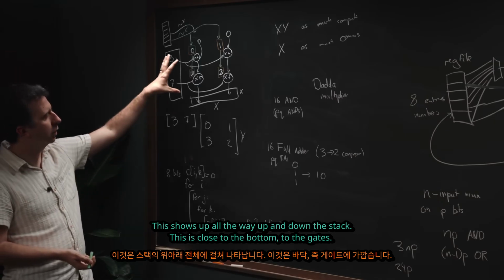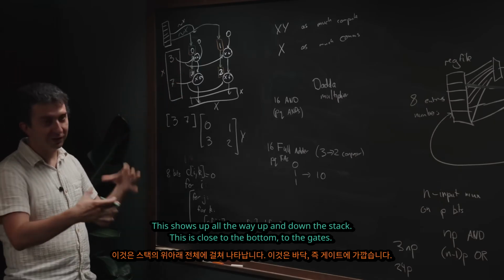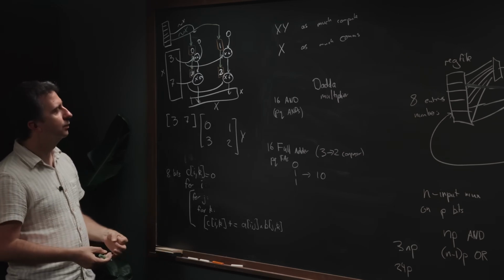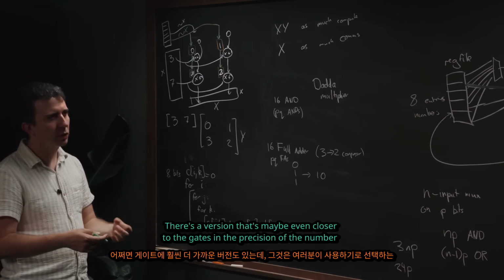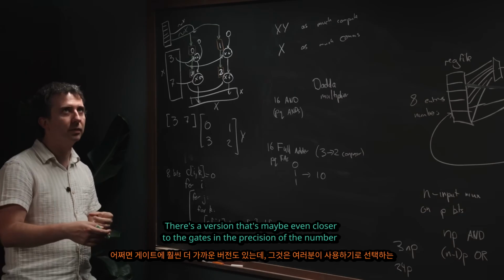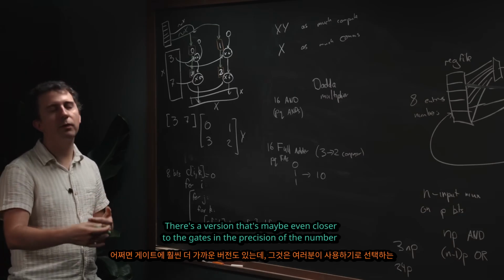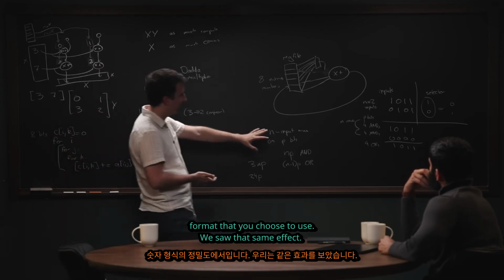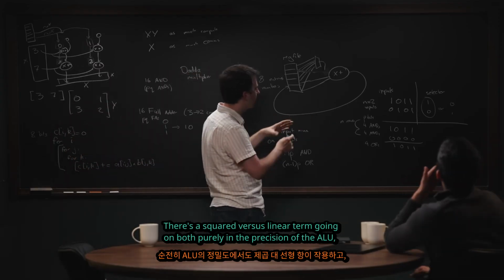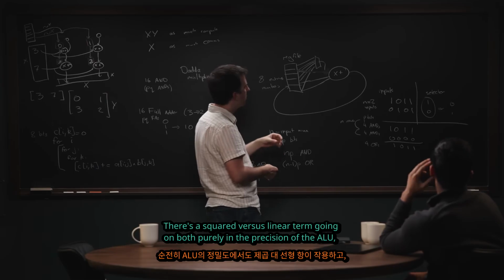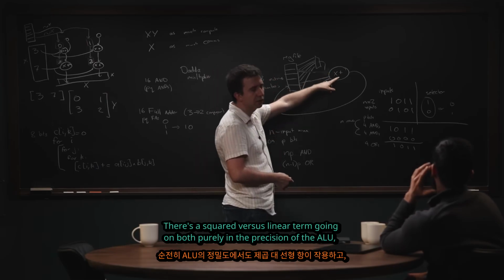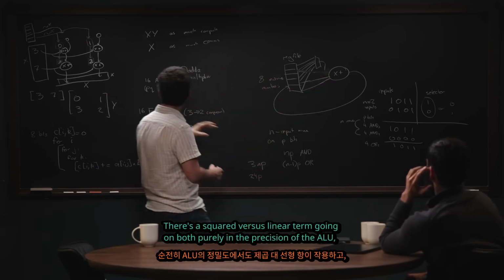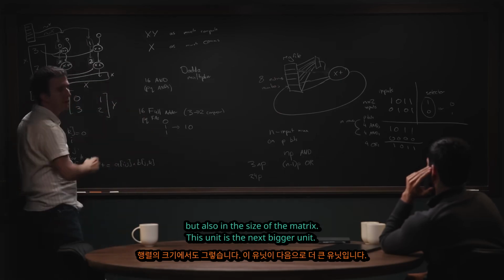This is close to the bottom, close to the gates. There's a version that's maybe even closer to the gates, which is the precision of the number format that you choose to use. We saw that same effect. There's a square-cube law, or a squared versus linear term, going on both in the precision of this ALU, but also in terms of the size of the matrix.